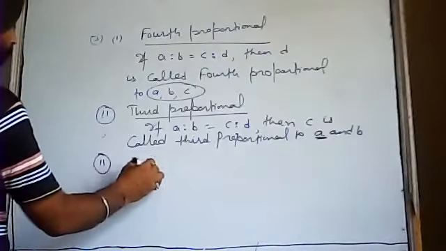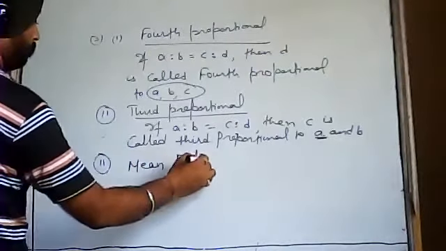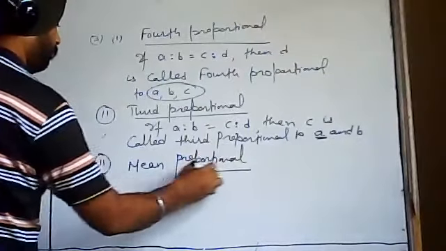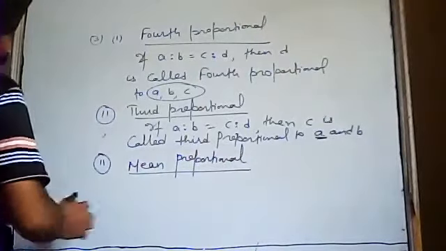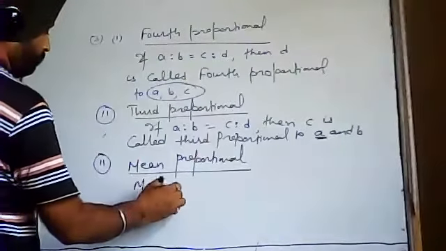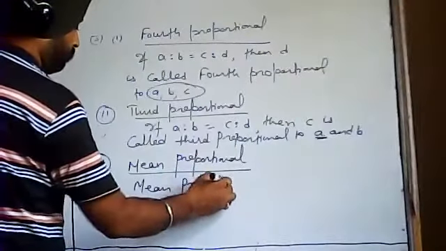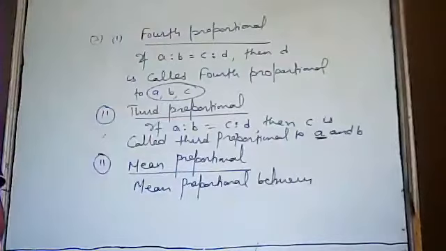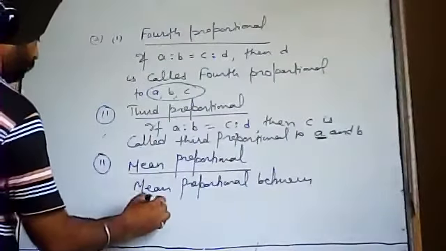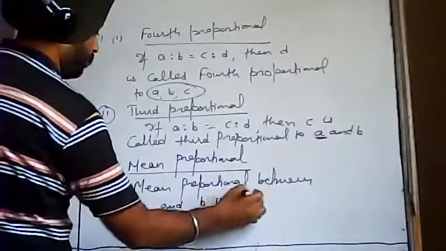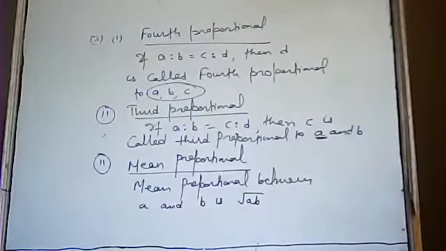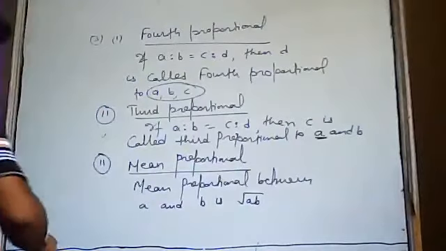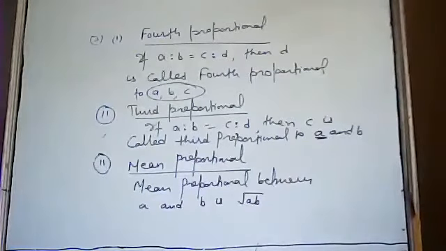Mean proportional. Mean proportional between A and B is under root of AB. Write down this. On this topic, I have a poll for you. You have to solve that poll.